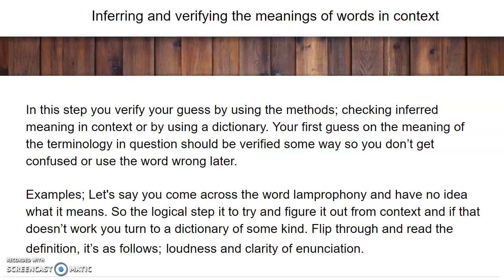Example: let's say you come across the word lamprophony and can only try and guess without any clues, so you need to verify its meaning. Here's the sentence we will use for this example. Mr. Sanchez was congratulating Sarah on her presentation, especially her lamprophony. So here, you can't infer much, especially at first glance, and it would be hard to discern the meaning just from context. This would be the situation where you would have to verify the meaning of the term through a dictionary of sorts. You would then learn and verify that the meaning of the word lamprophony was in fact loudness and clarity of enunciation.